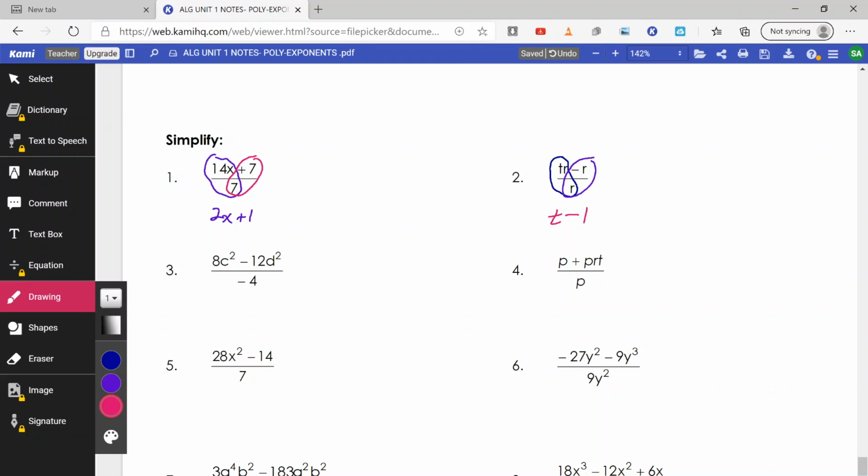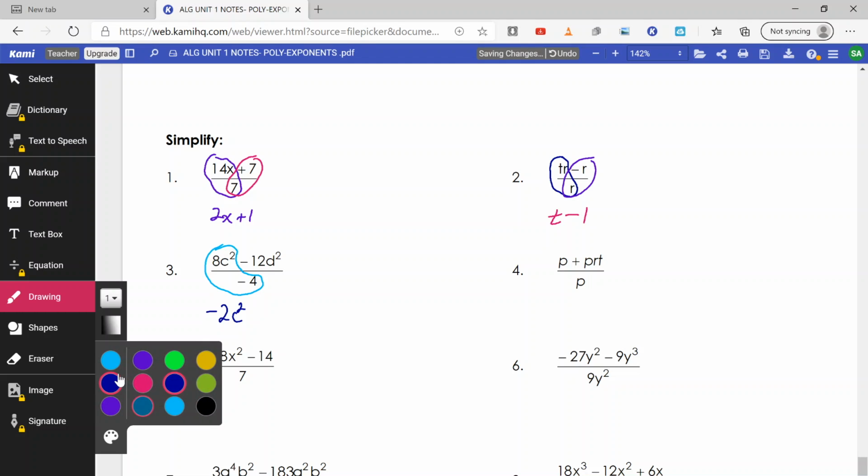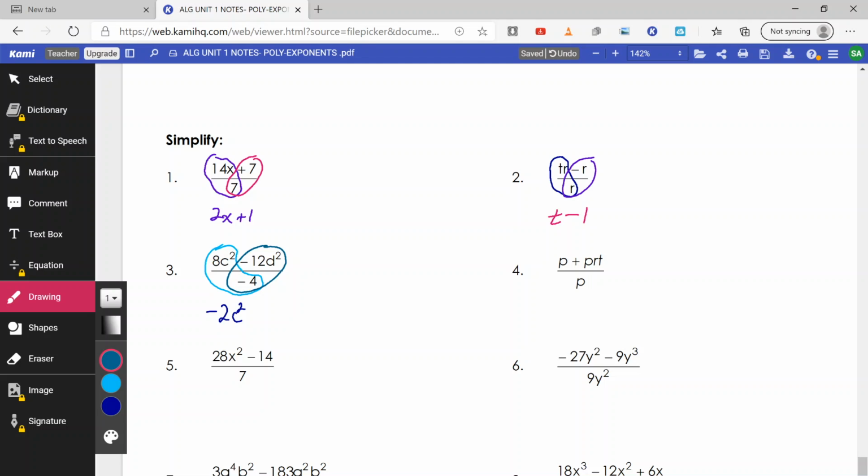Number 3, I start throwing some exponents in here. 8c squared minus 12d squared divided by negative 4. Again, I'm just going to circle the first number, 8c squared, divided by that negative 4. 8 divided by negative 4 gives me negative 2. No c's to be working with, so c squared comes along for the ride. And then I'll divide the 12d squared. So negative 12d squared divided by negative 4. Negative divided by negative makes a positive. 12 divided by 4 is 3. And then d squared will come along for the ride.